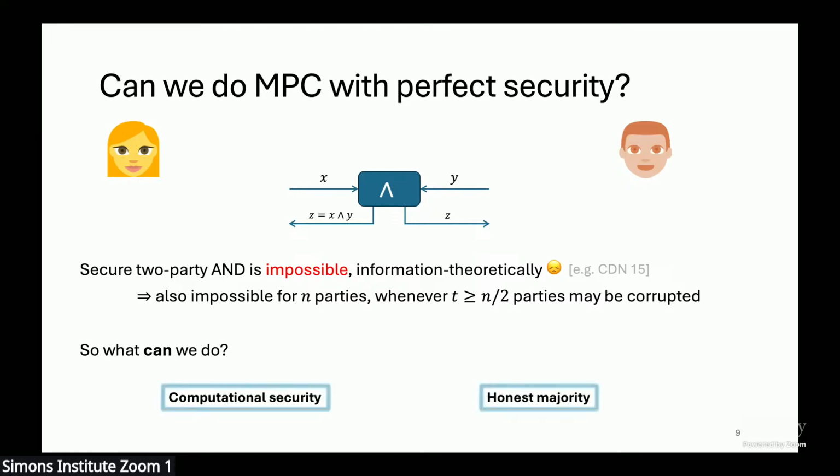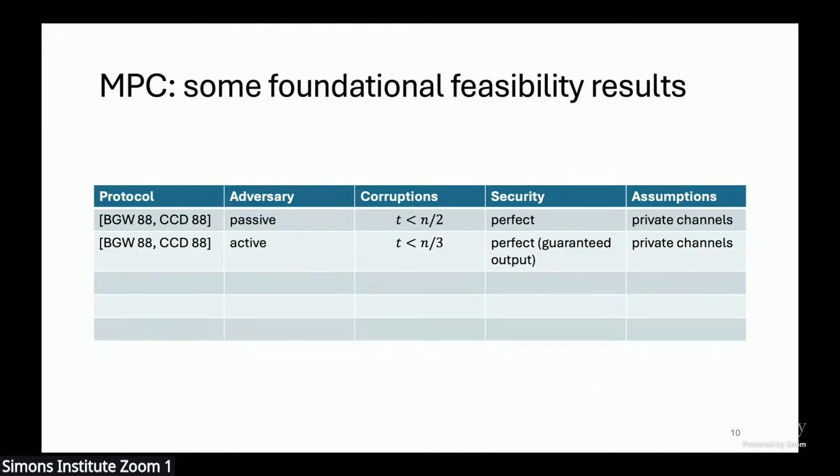So there's two ways we can consider relaxing this definition. Of course, we can go for statistical security, which turns out to still be impossible here, or even better, computational security. And we can alternatively go to the honest majority setting with more than 2 parties. Okay, so I'll start by giving a brief overview of honest majority MPC and the fundamental feasibility results there.